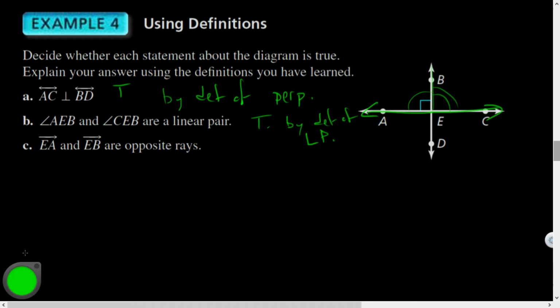All right, let's see. EA and EB are opposite rays. How do we feel? False. EA and EB are non-opposite rays. That's false because it does not satisfy the definition of opposite rays, by def of opposite rays.